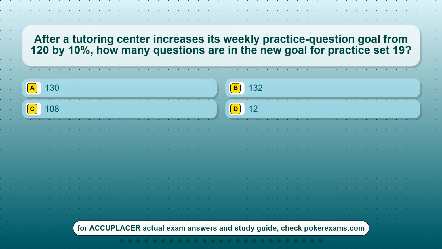Question 18. After a tutoring center increases its weekly practice question goal from 120 by 10%, how many questions are in the new goal for practice set 19? Option A, 130. Option B, 132. Option C, 108. Option D, 12.